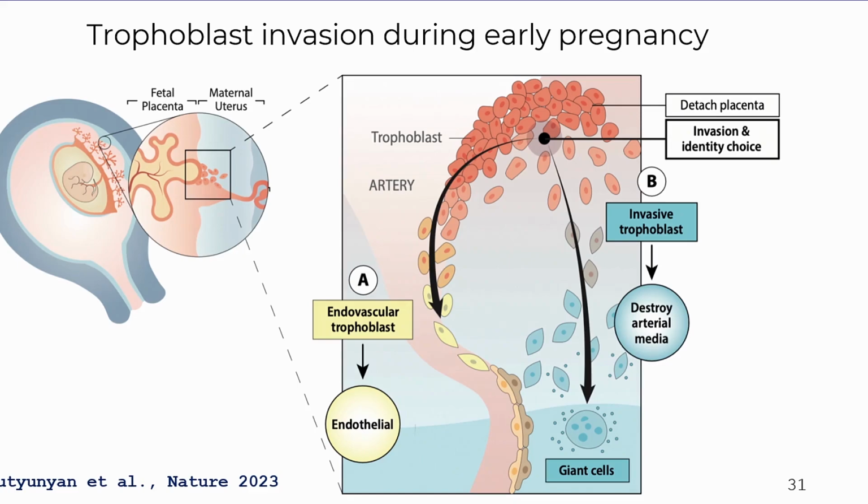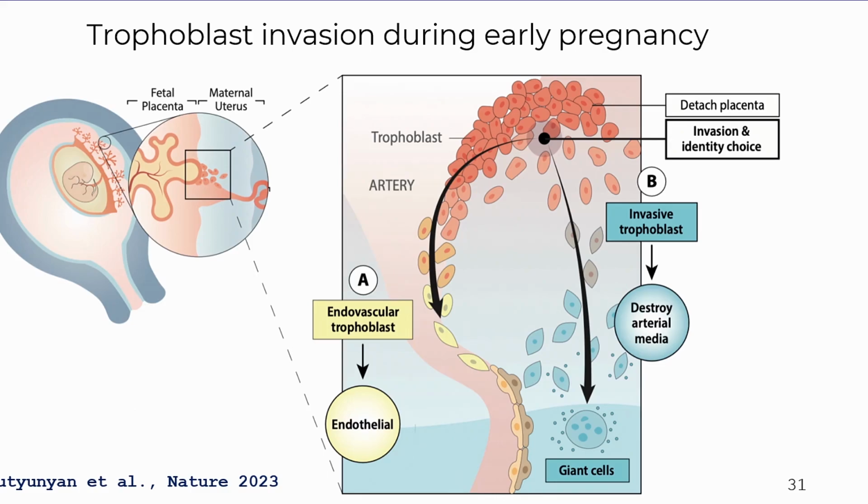So we have the trophoblasts in red, which are the building blocks of the placenta. They are called trophoblasts, but they are epithelial-like cells of the placenta. And what happens is that these fetal cells detach from the placenta and then invade the maternal uterus, where they intermingle with maternal cells.